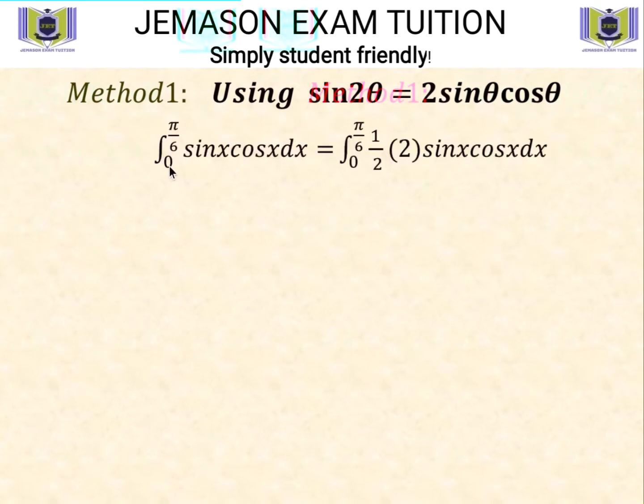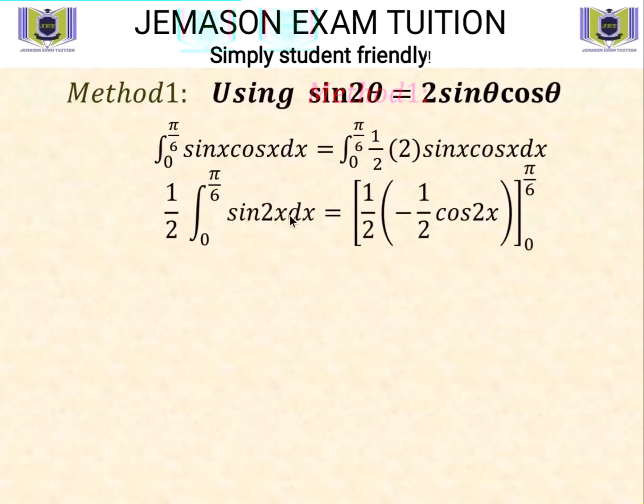So we have the integral from 0 to pi on 6 of sin x cos x. Since the integrand is the product of two trigonometric functions, sine and cosine, we can make use of the double angle identity sin 2 theta equals 2 sin theta cos theta and express the integrand as a single trigonometric function, which will give us the ease with which we can integrate the function. So in order to bring in the identity, I have to multiply by 2 and divide by 2. When I multiply by 2, I can then have 2 sin x cos x, which will give sin 2x.